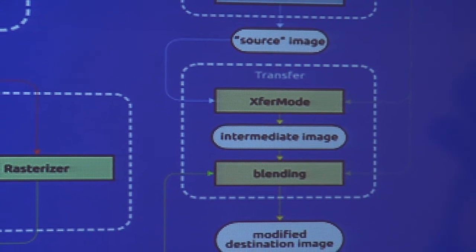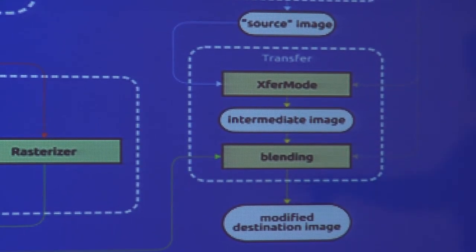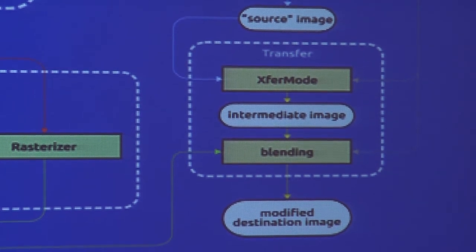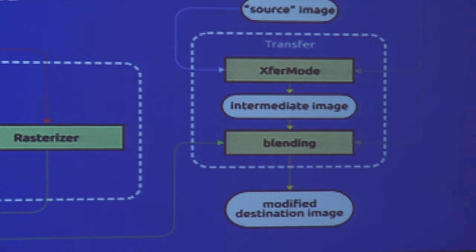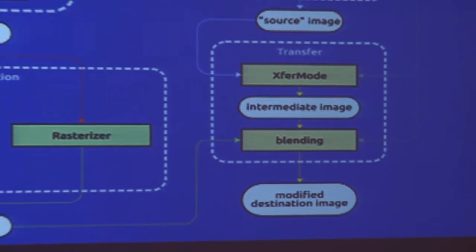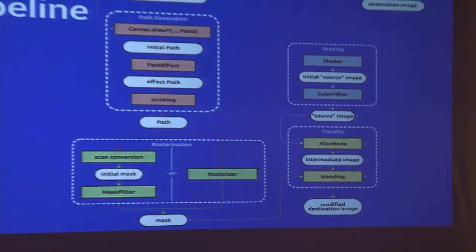Oh, Tim, you missed the GIF. The source image and the mask are then combined using transfer modes. And what comes out of the last step, which is called the transfer step, is the final result you can actually see on screen.